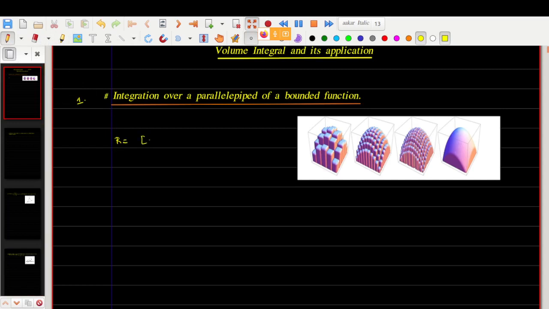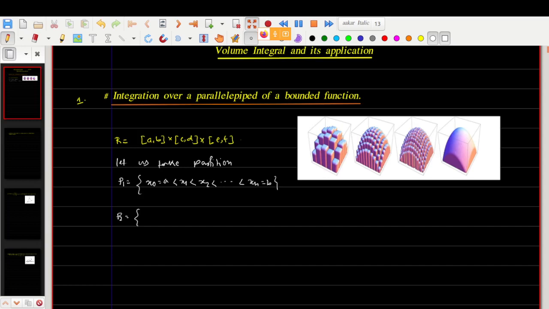R equals [a,b] cross [c,d] cross [e,f], right? And then, as usual, let us take partitions. Let P1 be a partition of [a,b], x0 = a less than x1 and so on up to xn equals b. P2 to be a partition of [c,d].